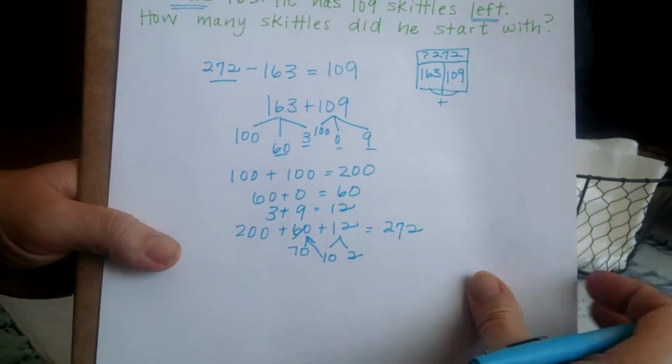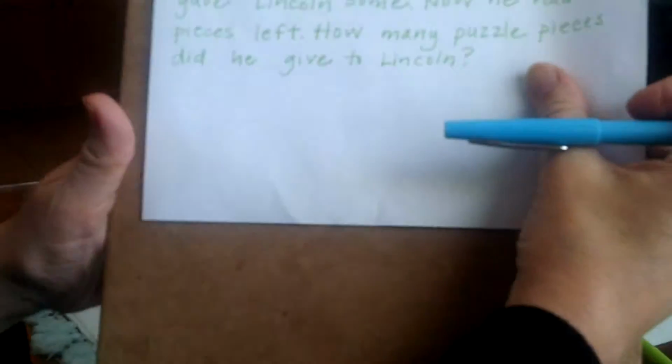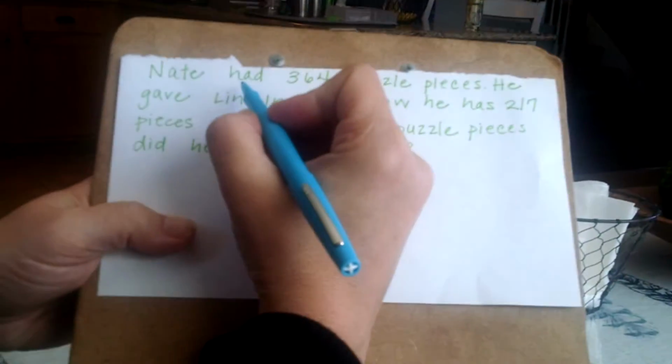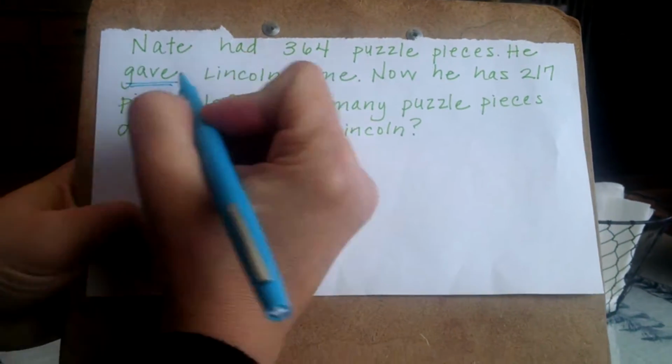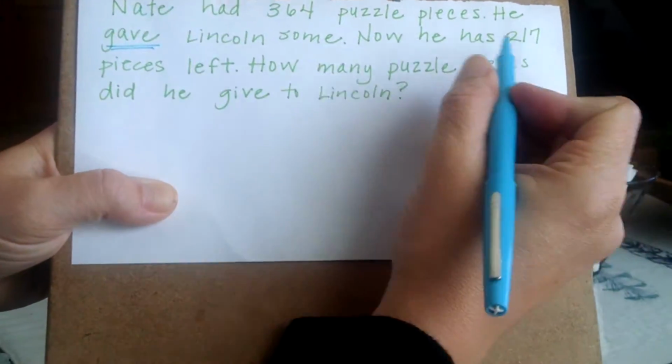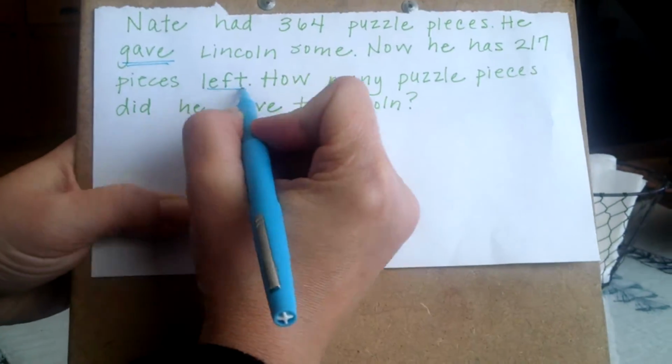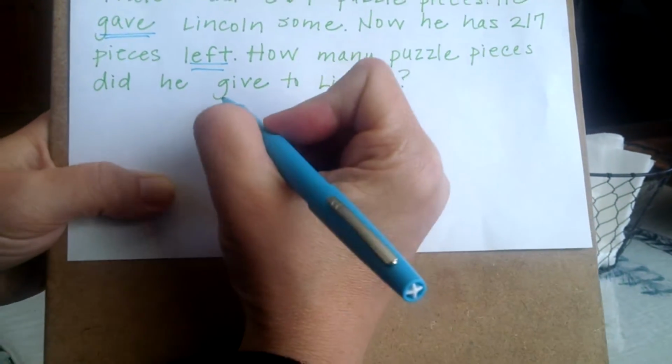Now I'm going to show you another one where the missing addend is in a different spot. Nate had 364 puzzle pieces. He gave Lincoln some. Now he has 217 pieces left. How many puzzle pieces did he give to Lincoln?